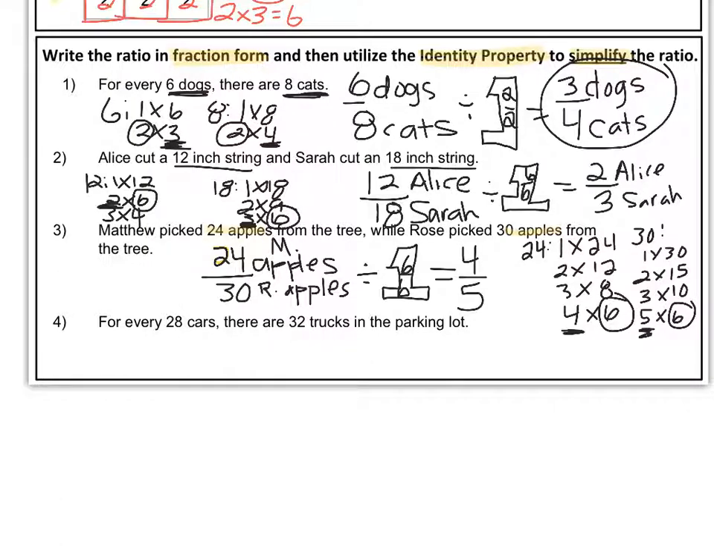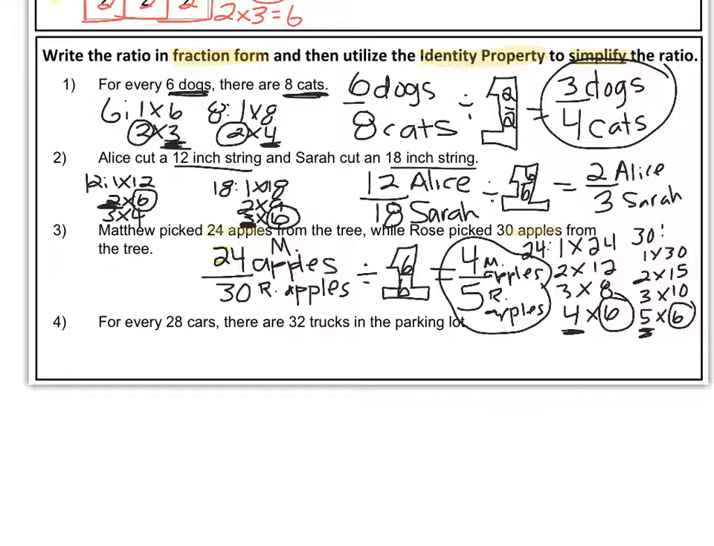So now the last thing we have to do is just label it. It's 4 apples for Matthew. So I'm going to put M apples, Matthew's apples. And then 5 is representing Rose's apples, so I'm going to put R apples for Rose's apples. And then circle our answer.